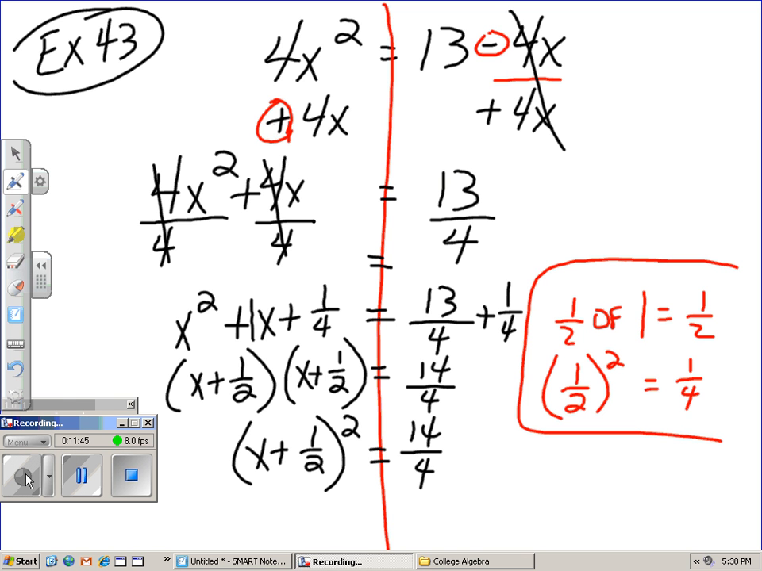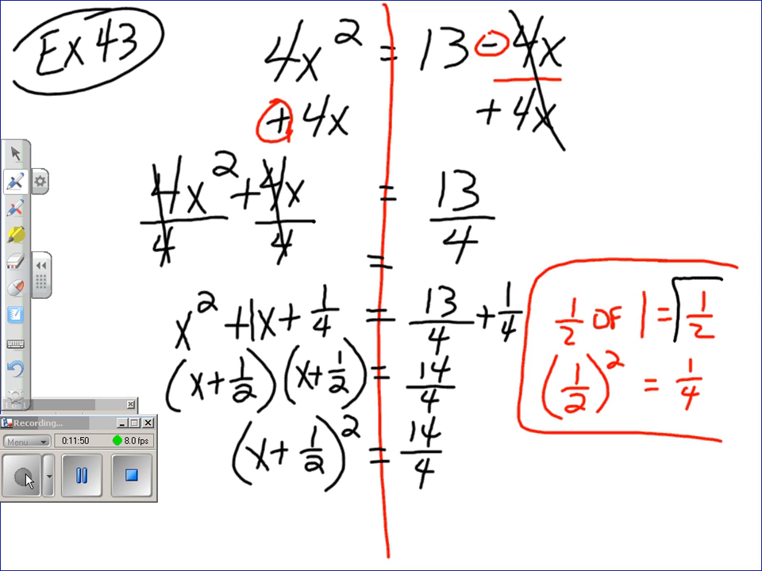Alright, I add my magic number. It splits into x plus 1/2 equals x plus 1/2. Remember, the answer to step 1 over there is what goes in the parentheses. I rewrite it as x plus 1/2 squared equals 14 over 4. Just leave it as a fraction for now.